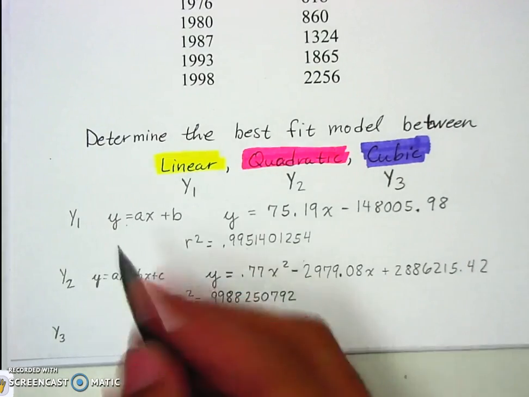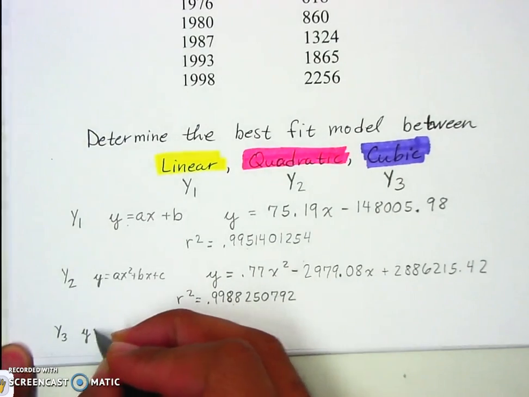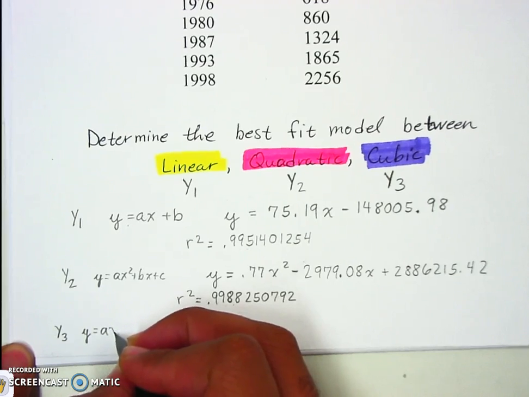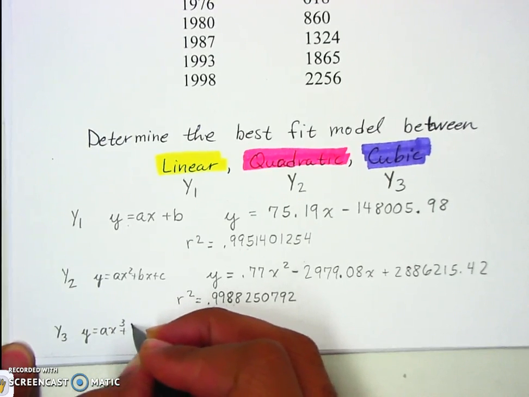Round each one of these to 2 decimal places, except for r squared. Don't you round it.